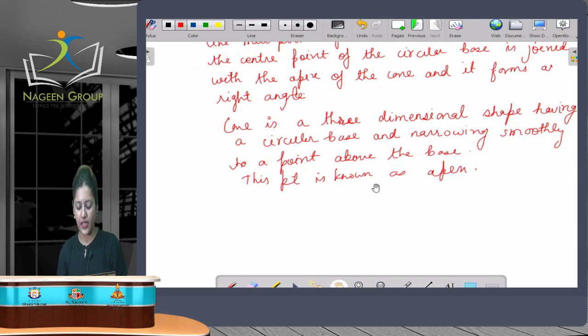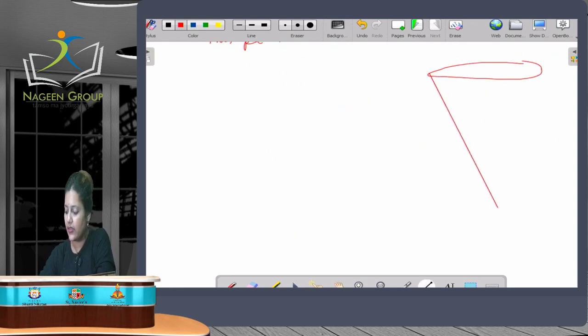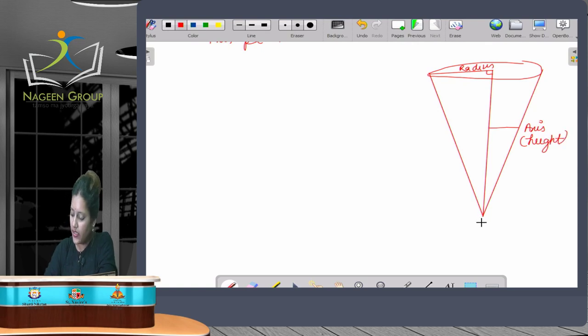So when we make a diagram, this is the base of it and this is the apex. In the same way, this is the line of the right circular cone. This is the radius, this is the axis, and its name is the height of the cone. This is the vertex or apex, and this is the slant height.